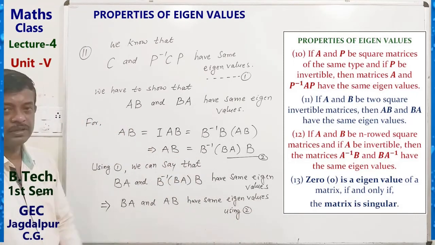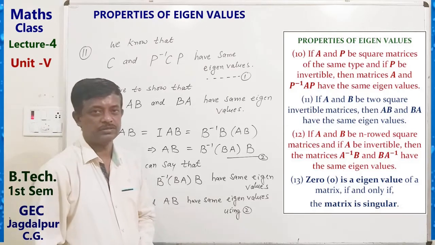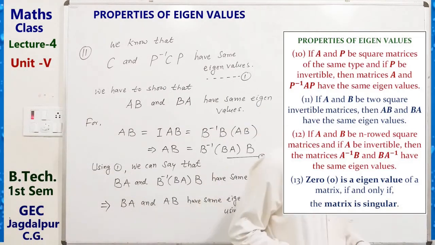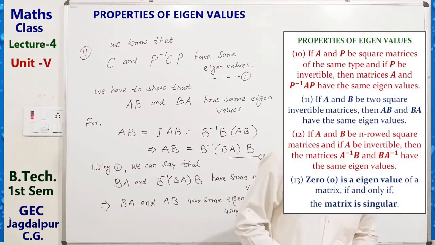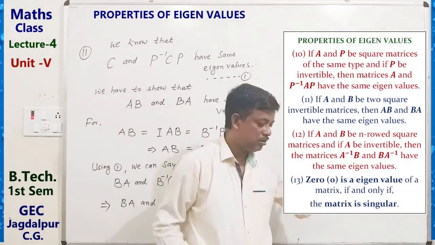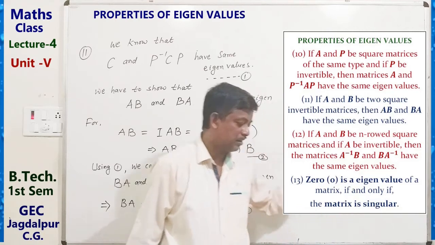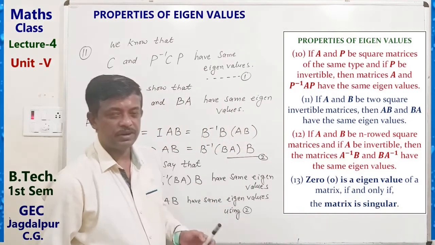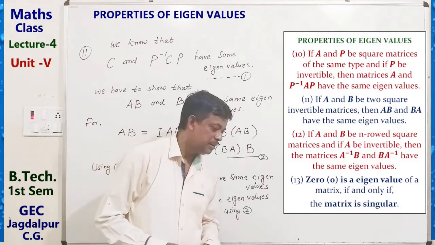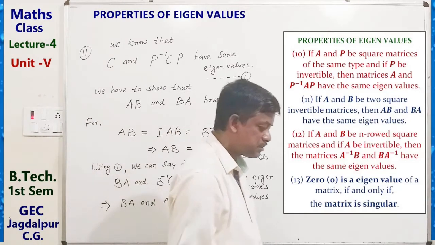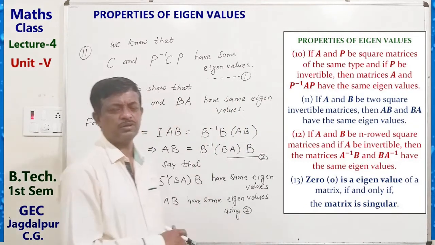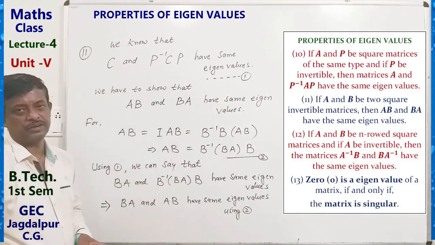Hence BA and AB have the same eigenvalues. This is property 11. Now the 12th property: if A and B are n-row square matrices, and if A is invertible, then the matrices A inverse B and B A inverse have the same eigenvalues. You can use this property also here.